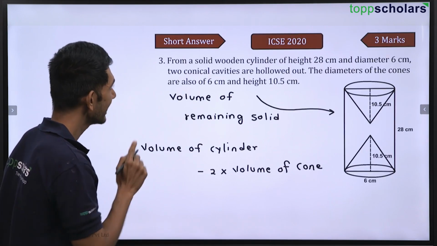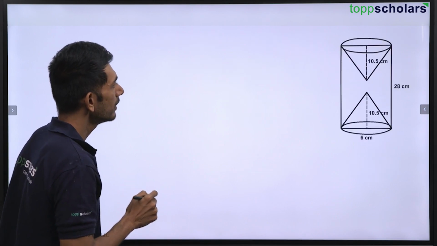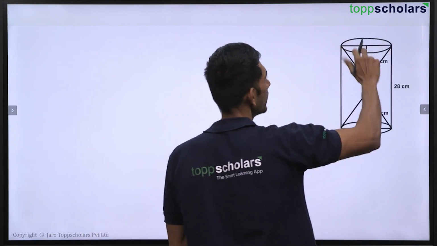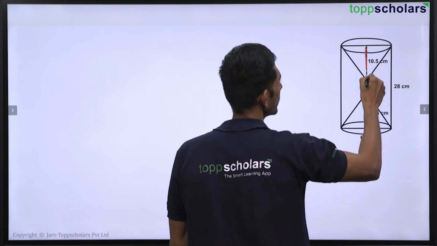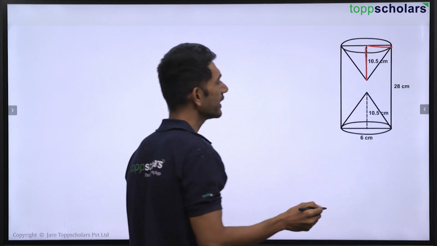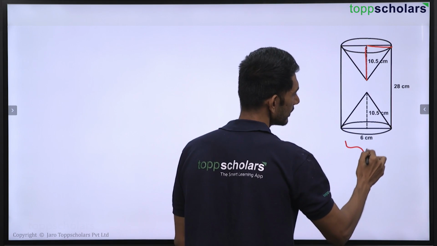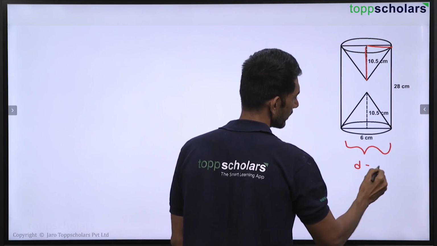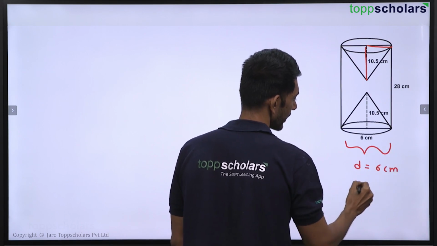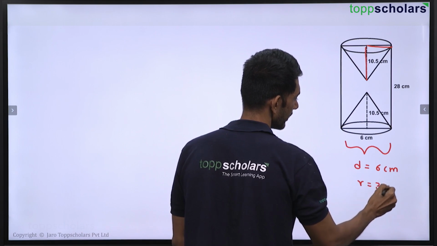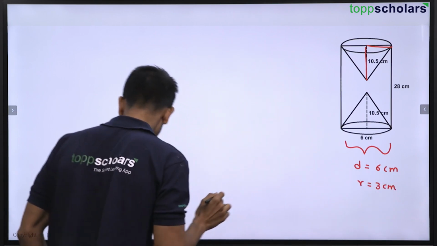What is given to us? Let's try to understand. The height is 28. Here, the height of the cone is 10.5, and what is the radius given? We need that. So this entire diameter is 6 centimeter. So can I say radius is 3 centimeter? So let's talk about cylinder first.